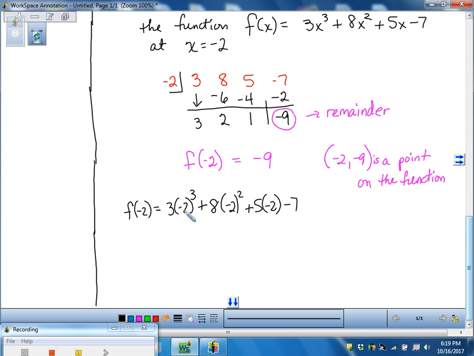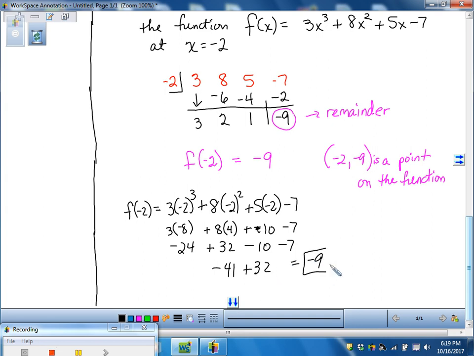negative 9. Let's see, negative 2 cubed is negative 8 times 3. Negative 2 squared is positive 4 times 8. Negative 2 times 5 is negative 10. And then minus 7. If I combine this, we get negative 24 plus 32 minus 10 minus 7. If I add all that together, negative 41 plus 32 equals negative 9. And so you can see that I get the same answer.